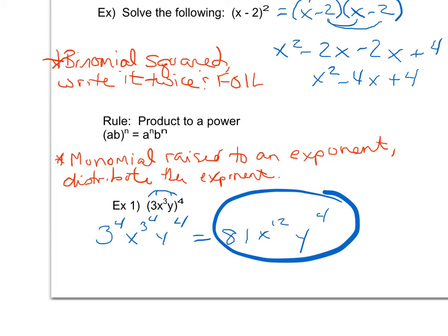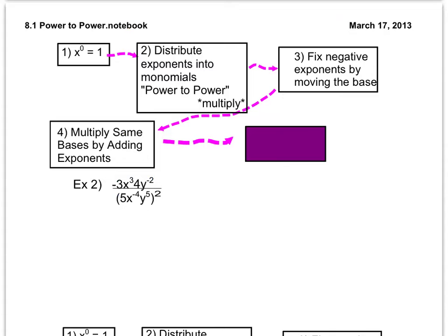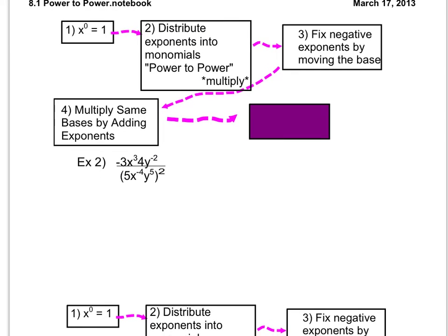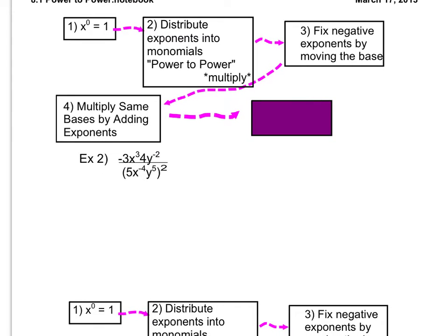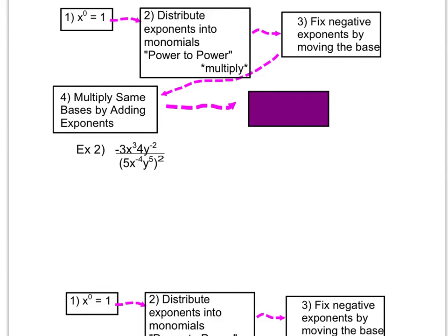So now let's put that into our flow map. I've uncovered step 2. So after I look to see if I have anything raised to the 0 power, I'm going to distribute my exponents into my monomials using the power to power rule and multiplying.